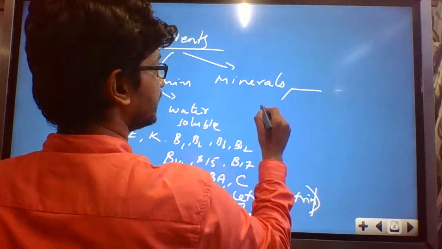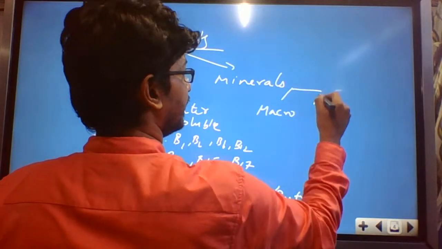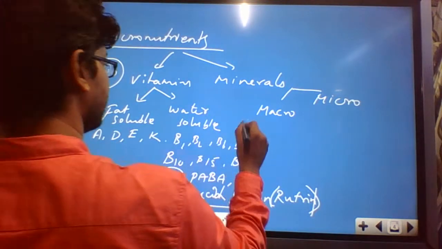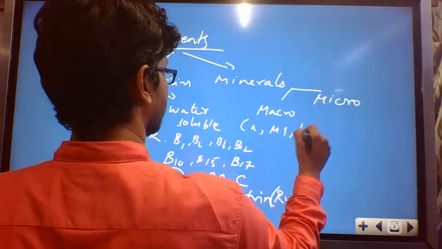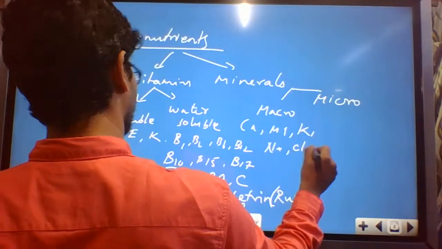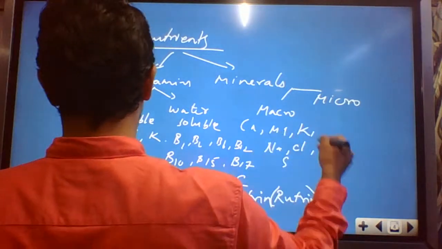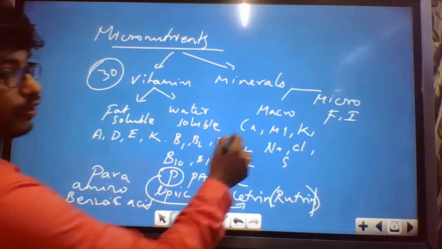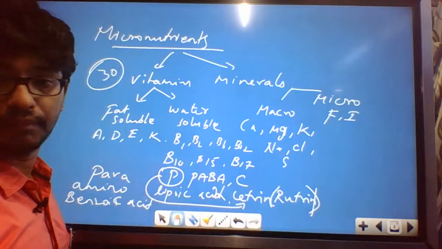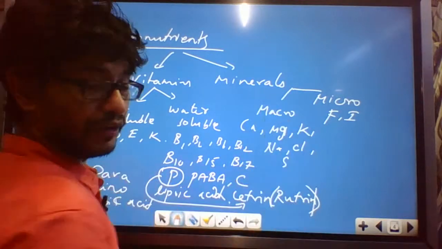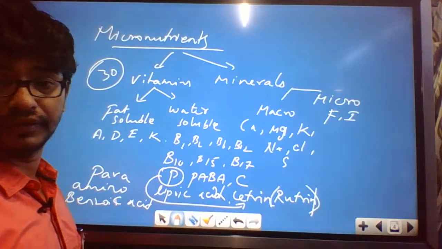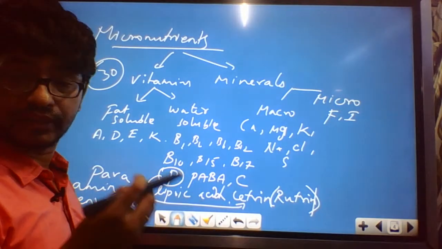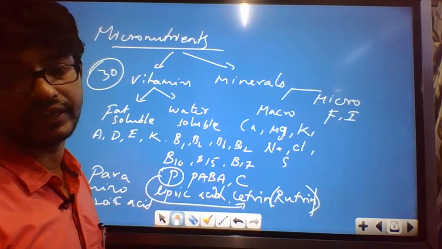Coming to the minerals, again there are macronutrients and micronutrients. For macronutrients, you take calcium, magnesium, potassium, sodium, chloride, sulfur, and for micronutrients, you take fluorine, iodine, right? These are recorded in micrograms. Micronutrients are required only in very minimal amounts. For example, iodine, which is required only in minimal amounts, is responsible for the thyroid gland formation.